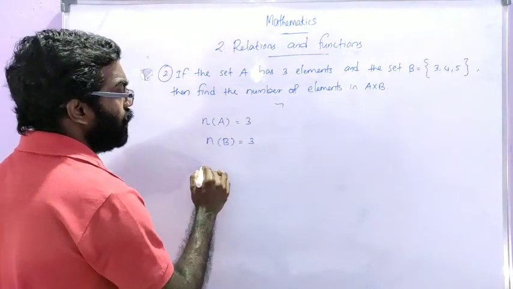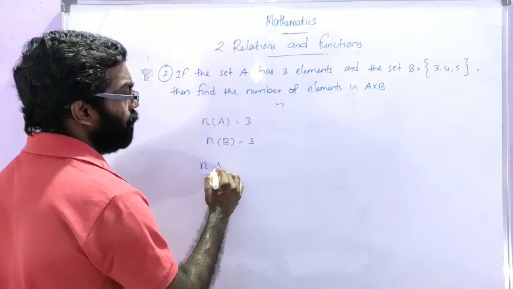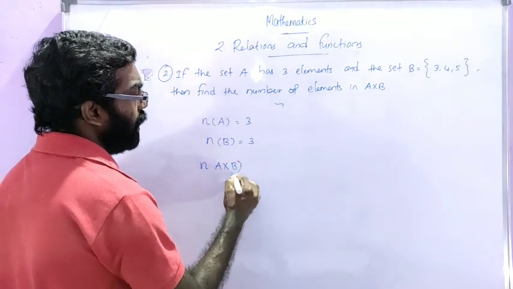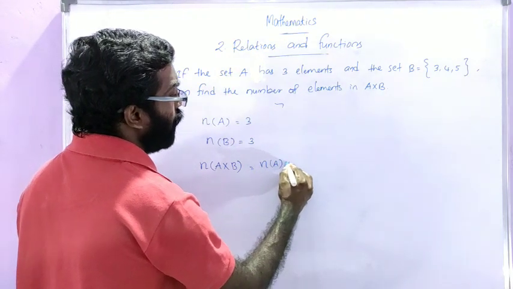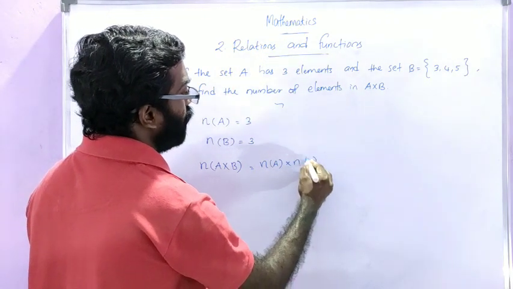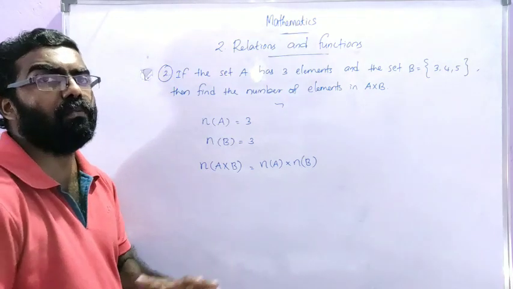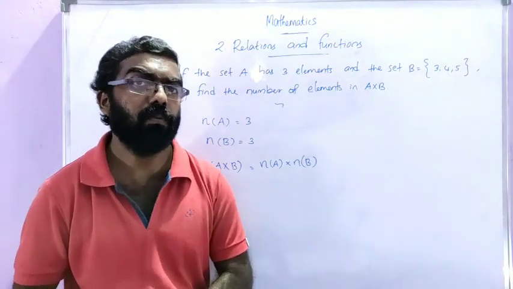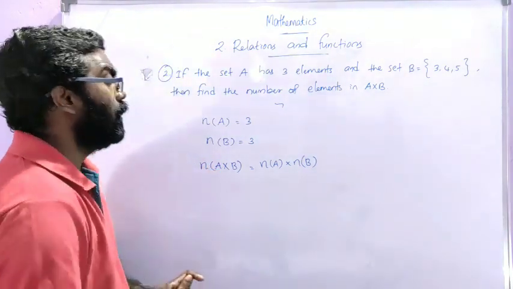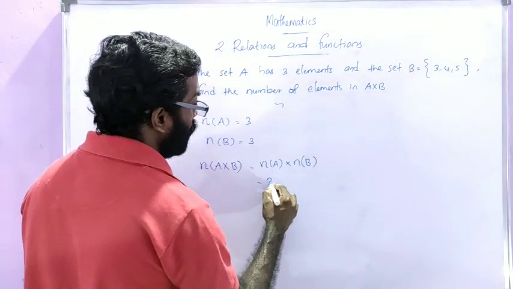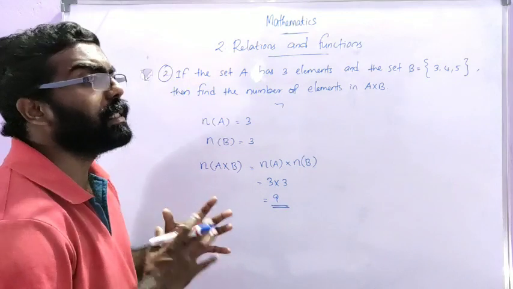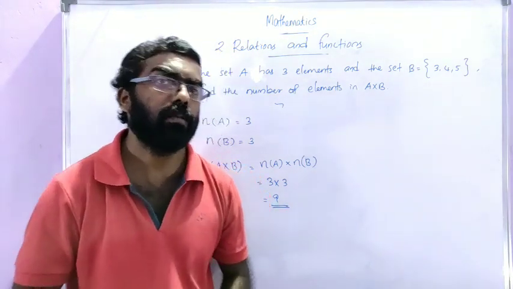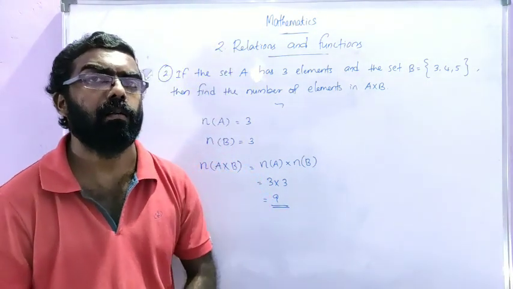And we have a formula to find n(A cross B). Number of elements in A cross B is equal to n(A) into n(B). Now we can put the values, 3 into 3, and that will be equal to 9. That means the number of elements in A cross B will be equal to 9.